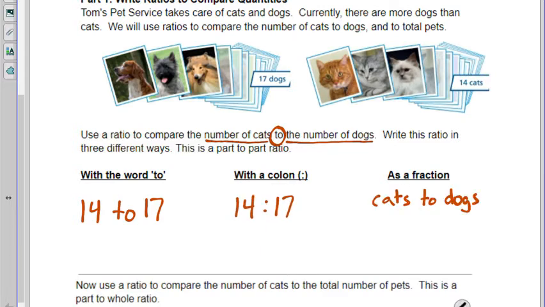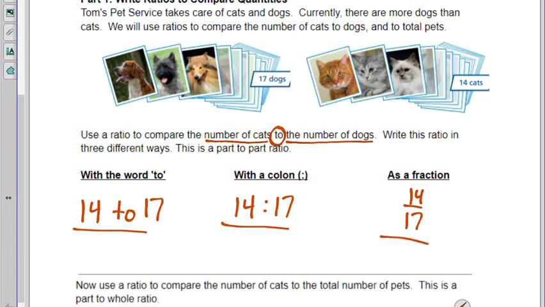We also can write it as a fraction of cats to dogs. In this case, the first thing goes on top and the second thing goes on the bottom. So we get cats to dogs, which is 14 to 17. That's a part-to-part ratio. So there you go, 14 to 17. We can write 14 to 17 three different ways: with the word to, with a colon, and as a fraction.